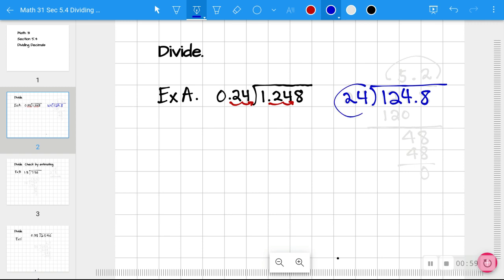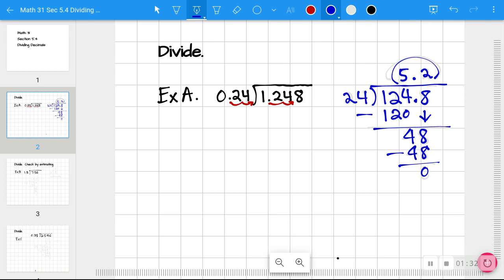Okay, so now how many groups of 24 go into 124? Well, that'd be 5. 5 times 24 is 120. We'll subtract and bring down the next digit. And our decimal lines up with the other decimal is what happens here. Now, how many groups of 24 go into 48? And that's exactly 2. 2 times 24 is exactly 48. So this one has no remainder, and we've got an accurate answer of 5.2.